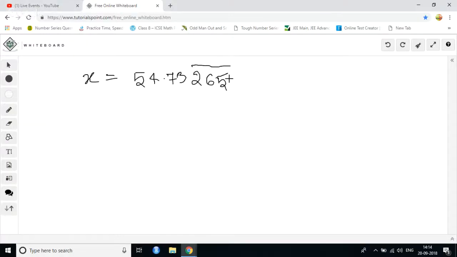Now, how do you solve this question? First of all, I'll take out this 73. I only want the digits which are under the bar. So to take out this 73, which are the two digits, I'll multiply this number with 100. So this is 100x, and that is equal to 5473.265 bar.